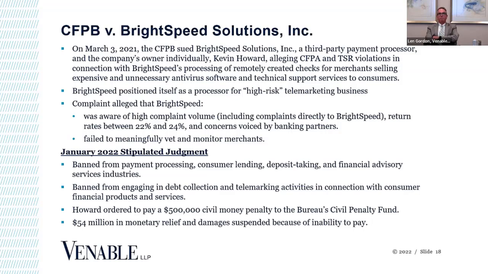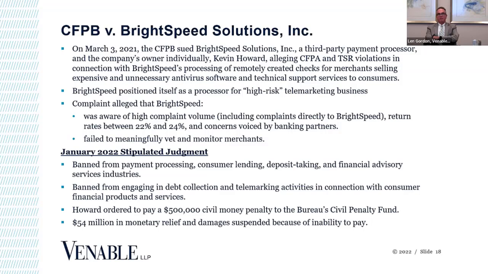Brightspeed positioned itself as a processor for high-risk telemarketing business. I would advise companies to be careful how much they tout their being able to process for high-risk business. The FTC, the CFPB look at those kinds of ads and gives them an idea who they ought to be thinking about as potential investigatory targets. Here you had very high complaint volume, including directly to the processor. You had return rates of 22 to 24%, and concerns voiced by banking partners.